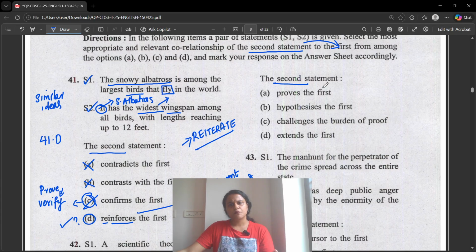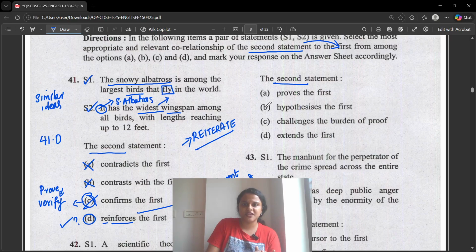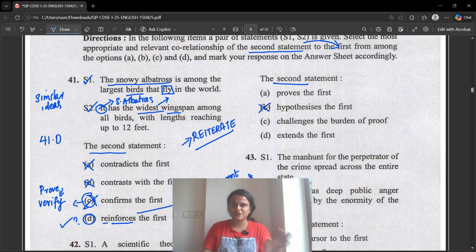The second statement proves the first. I do not know about that. Hypothesis the first. Well, that's just to freak you out. That's for sure not the answer. Hypothesis the first. No. Challenges the burden of proof. Whatever this be, burden of proof or whatever, there is no question of challenge here. You're not challenging a claim there, questioning a claim there. So we are removing this as well.